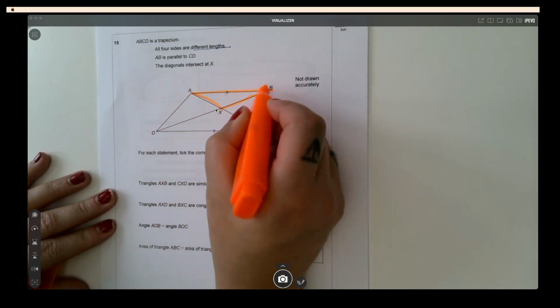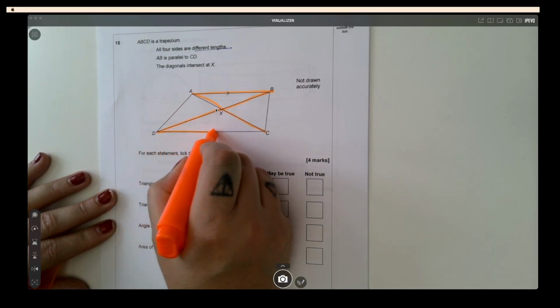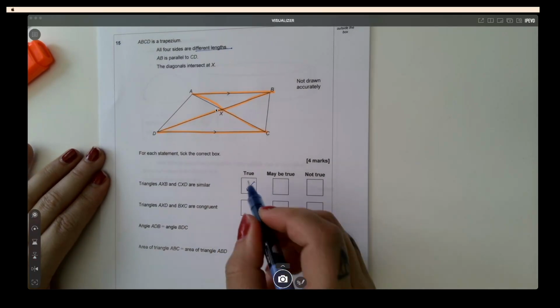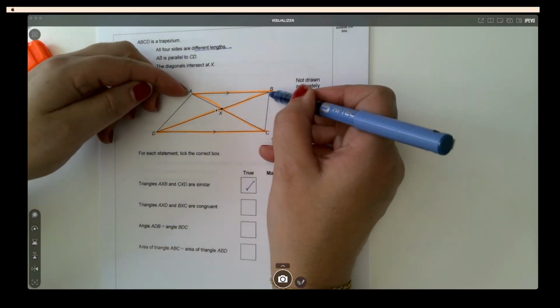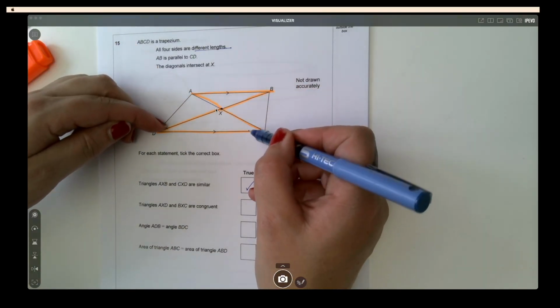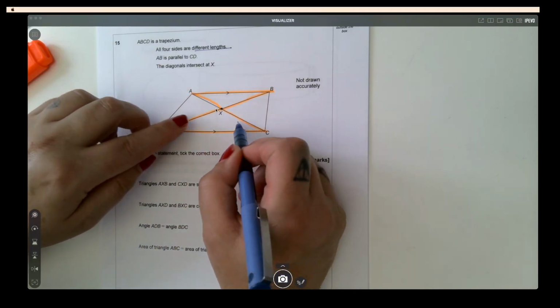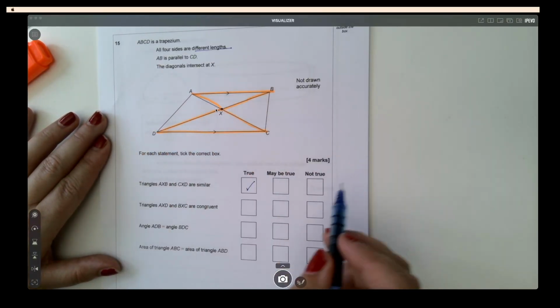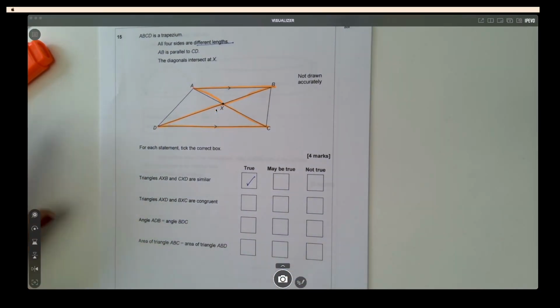AXB, so this triangle here, and CXD, so this triangle here, are similar. This is true because they share this point here, and if we were to move the points A and B down, they would lay inside. They would lay on XD and AC somewhere inside this triangle here because of that parallel line. So that's true. Triangles AXD and BXC are congruent.